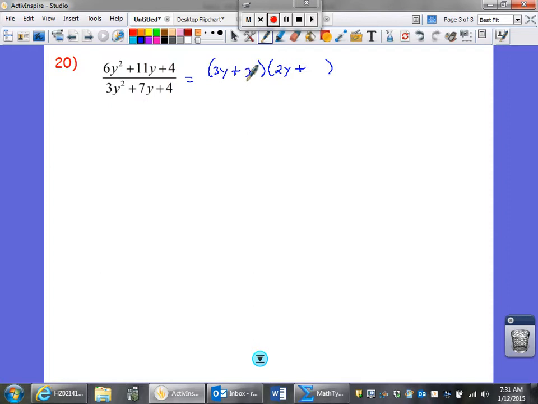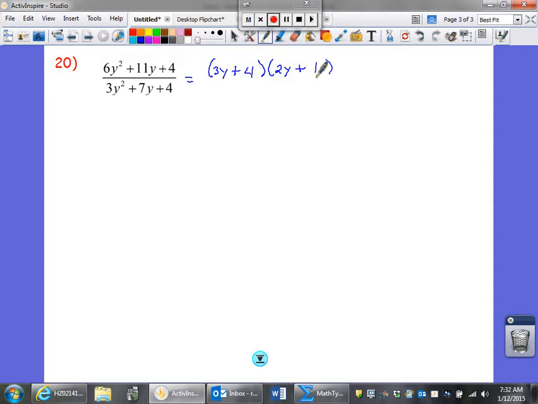Now let's see. If I put in 2 times 2, let's check that first. That means the outside is 3y times 2, which is 6y, and the inside is 2 times 2, which is 4. 6 and 4 adds up to 10, but we need 11. So that doesn't quite work out for us. So we need to try something different. First of all, you can switch 2 and 2, but that doesn't really do us any good here. So I'm going to try the other case, which is 4 and 1.